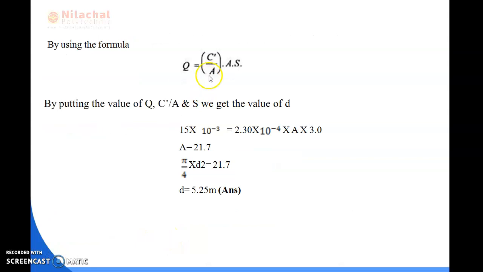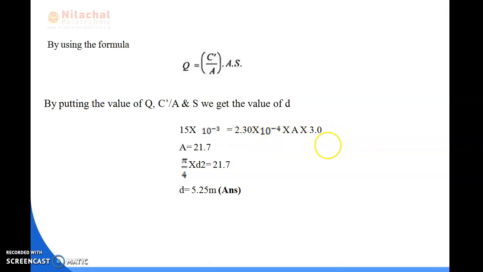So by putting the same formula, that is Q dash equals C dash by A into S, we can find out the value of D, that is the diameter. Okay, so Q value we have already, 15 into 10 to the power minus 3 equals C dash by A. We have already found out the value of C dash by A, that is 2.30 into 10 to the power minus 4, into area. We will be finding out the value of D.